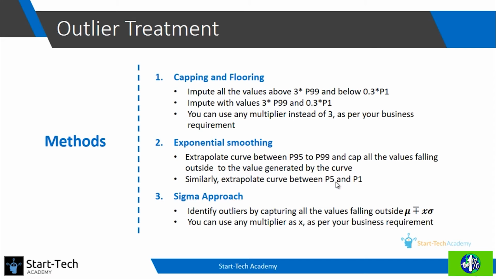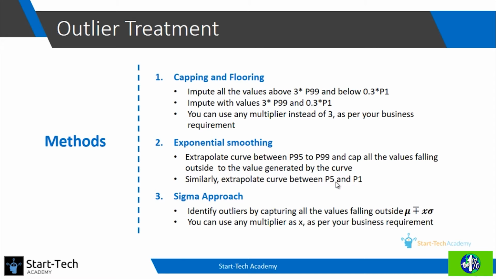Second method is exponential smoothing. In this method, we extrapolate the curve of 95th percentile to 99th percentile beyond the 99th percentile point and change the values which are going beyond the 99th percentile point to fall on this curve. This may seem difficult, but software packages do it straight away. However, I always prefer method 1.